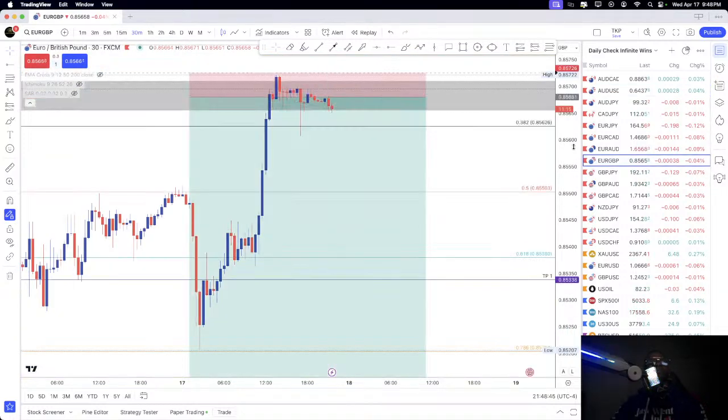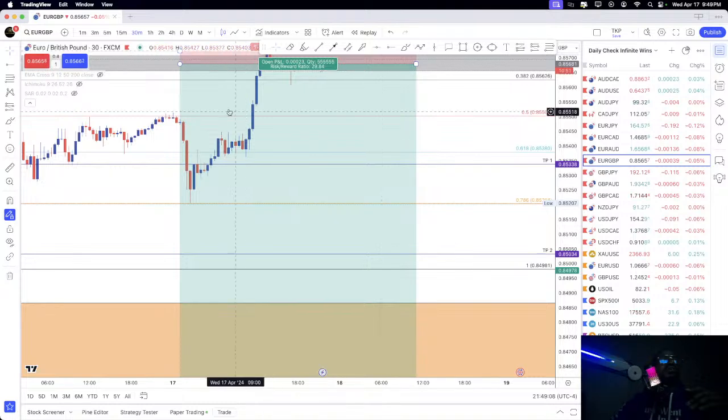Now that euro pound sale, we're in profit on that one. All right, we're in profit right now. Let's see how it turned out if it stays in our favor. Win, win, win. Let's see if it turned out the way we want it to. So, euro pound.